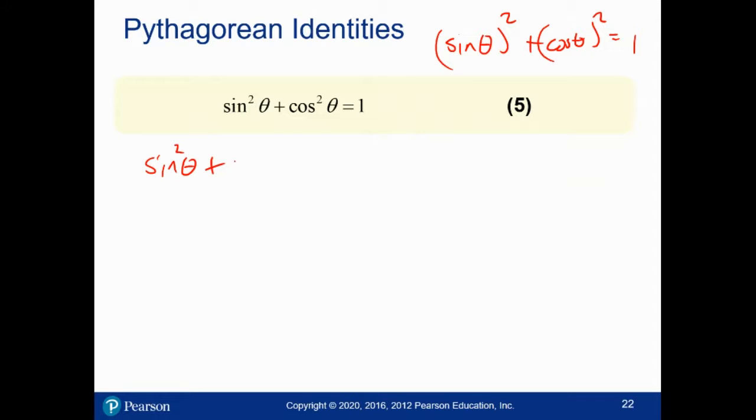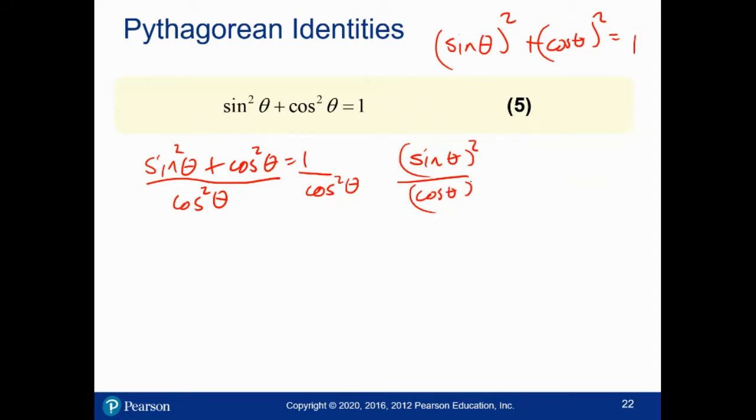It means take the sine of theta and then square it. So we have sine squared theta plus cos squared theta equals 1. Now what I'm going to do is I'm going to divide both sides by cos squared theta. As long as I'm not dividing by 0, this is okay. Now on the left, I'm going to split this up as sine of theta squared over cos of theta squared plus cos of theta squared over cos of theta squared. And on the right, we get 1 over cos of theta squared.